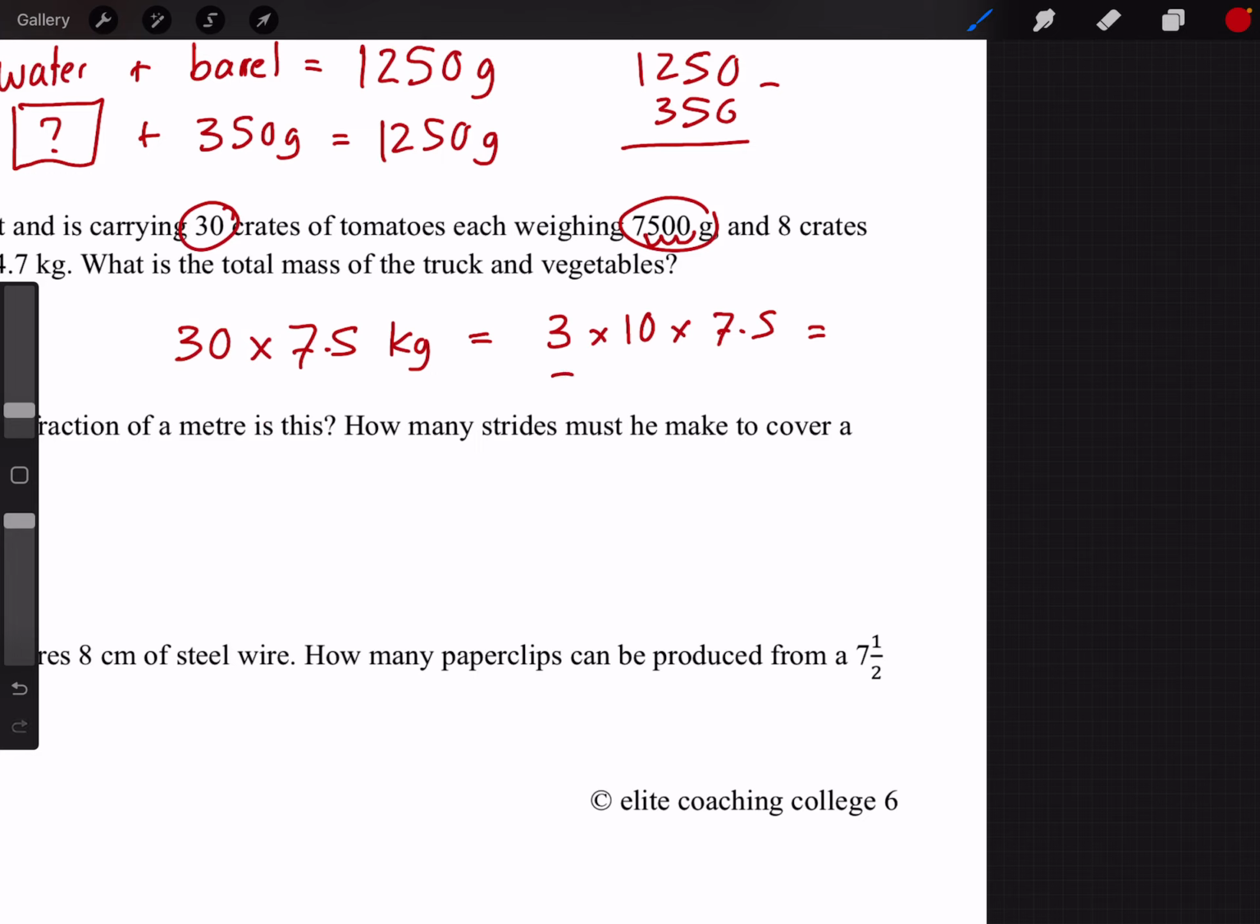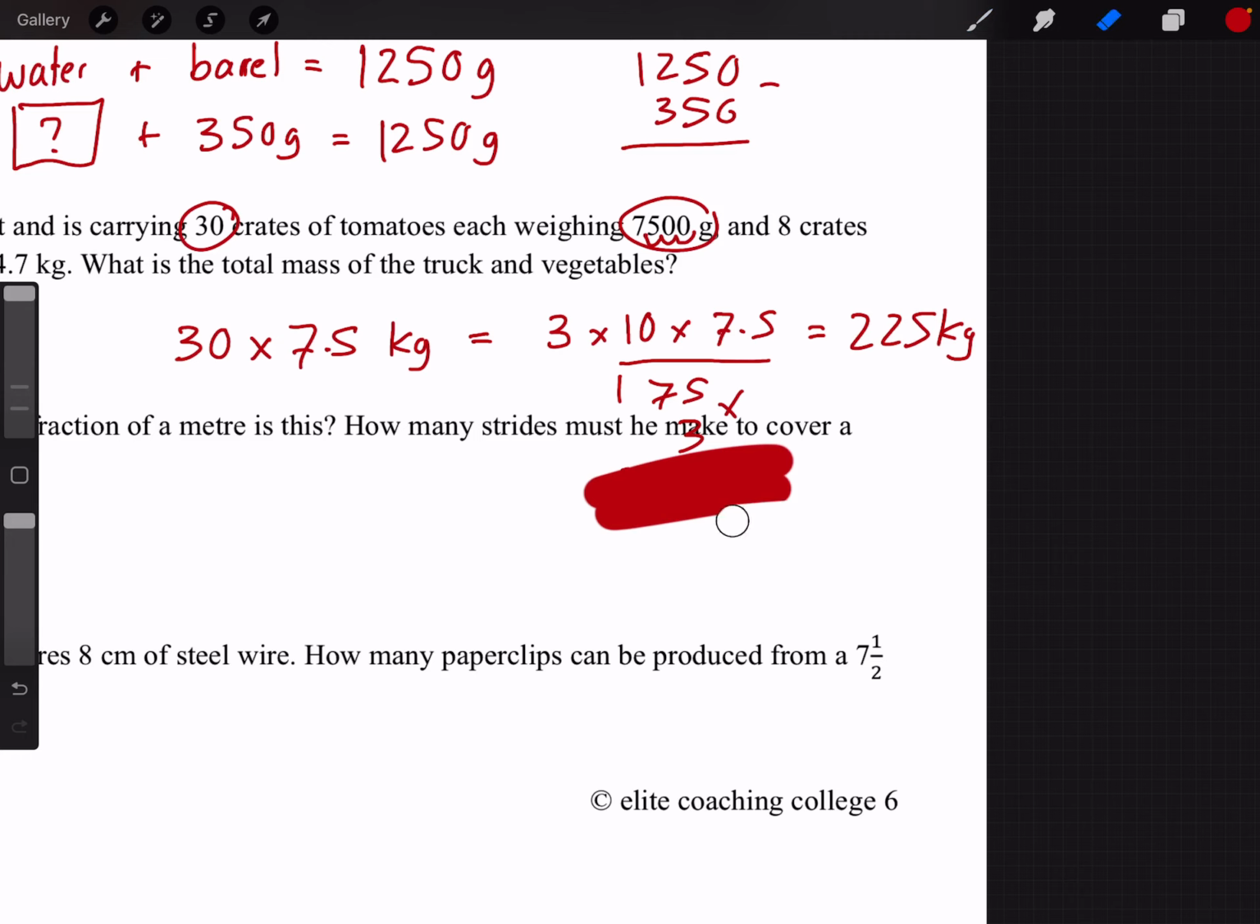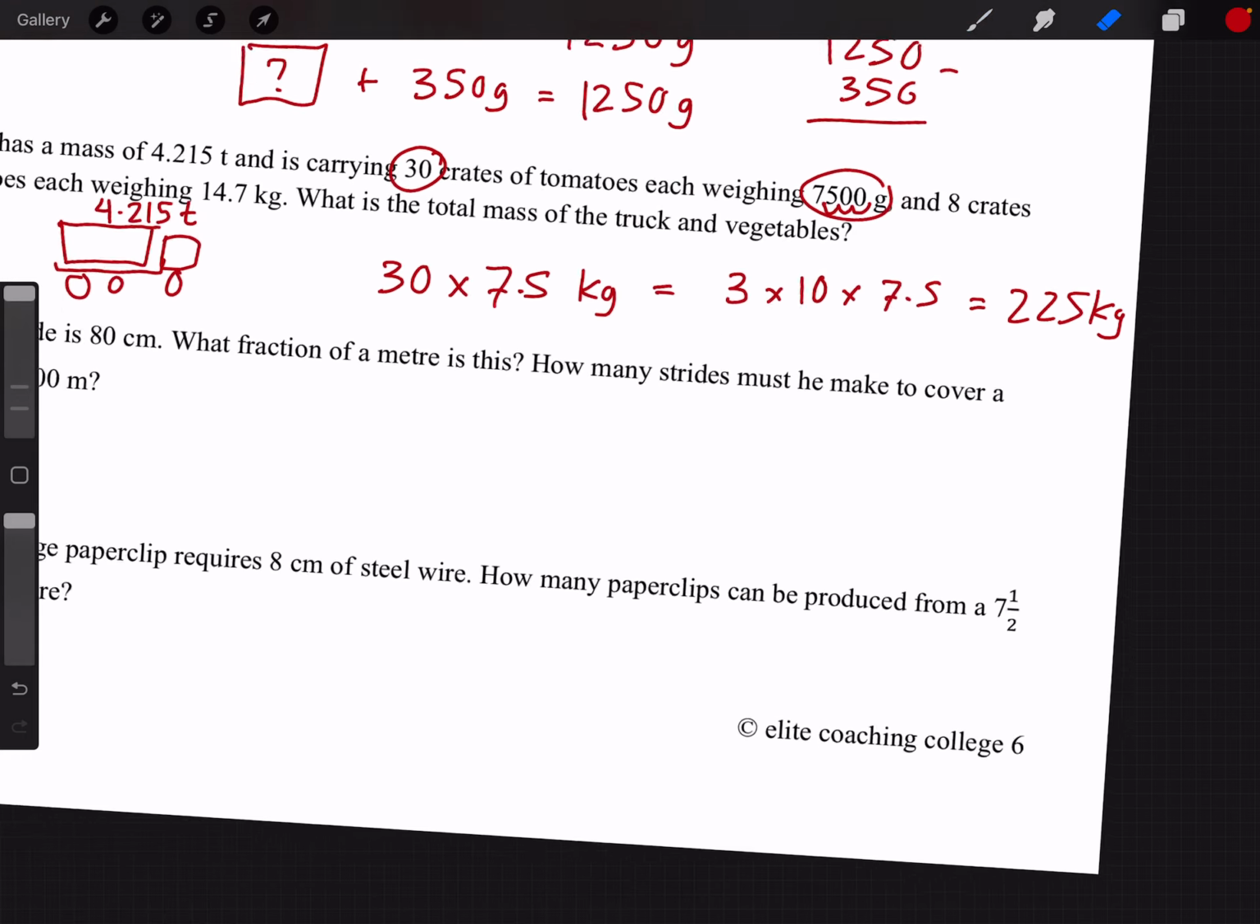Remember, when you multiply a bunch of numbers together, you can multiply in any order. So I'm going to do this first. 10 times 7.5 is just 75. Now 75, we times it by 3. 3 times 5 is 15, carry the 1, 21, 22. So it'll be 225 kilograms. So we worked it out in a nice, quick way.